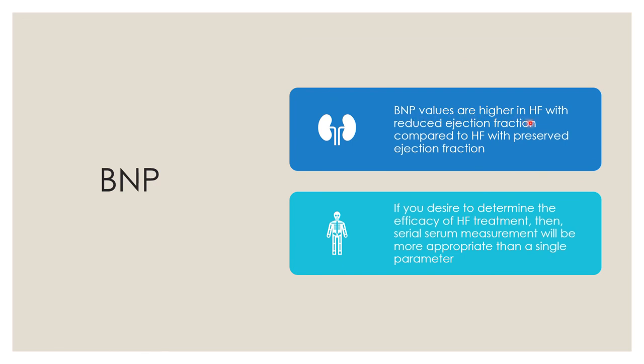BNP values are higher in heart failure with reduced ejection fraction when you compare that to anyone with heart failure with preserved ejection fraction. So this might be a clue that you are dealing with heart failure with reduced ejection fraction. If you have your echo and you have left ventricular ejection fraction down, it's likely going to be low when the value of BNP is pretty high. If you desire to determine the efficacy of heart failure treatment, then we need to have serial serum measurement of BNP, not a single measurement.